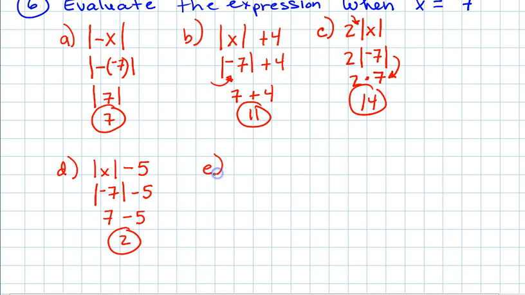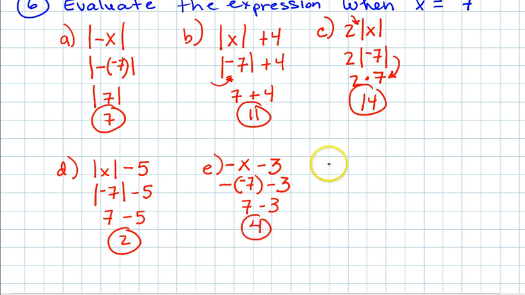E. The opposite of x minus 3. Alright, again, remember this is an operation. So I'm going to substitute -7 for x. So the opposite of -7 minus 3. Right? To solve that, the opposite of -7 is 7 minus 3, and my answer is 4.